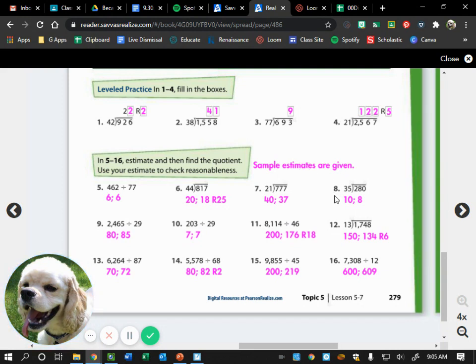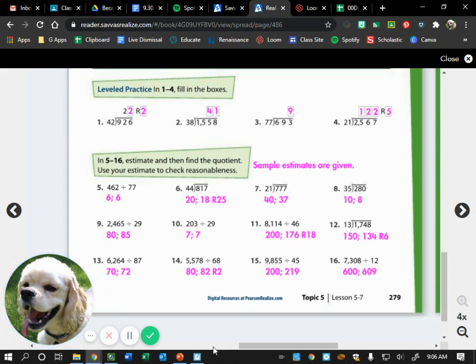For these, it did say to estimate, then find the quotient. If you just found the quotient, I am okay with that. So if we divide 280 by 35, your answer should be 8. That 10 is the estimate that they came up with. The 8 is the answer. So 280 divided by 35 should have gotten you an even 8, no remainder.